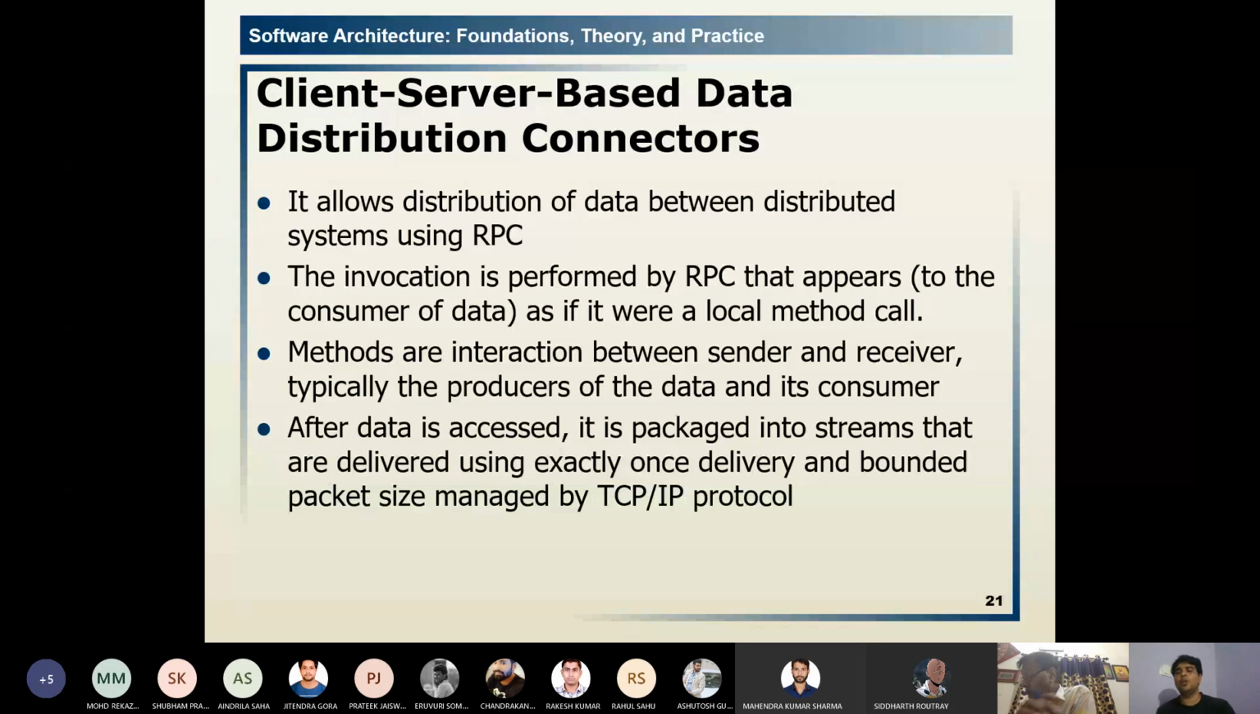It will seem like a local method, but actually it is performed by RPC. The methods are the interaction between the sender and receiver, typically the producers of the data and its consumers. Once the data is accessed, it is packaged and the streams are delivered using exactly once delivery. It is a delivery technique. The delivery strategies are best effort, exactly once, at least once, at most once. These are some delivery strategies, and bounded package size is managed by the TCP/IP protocol.